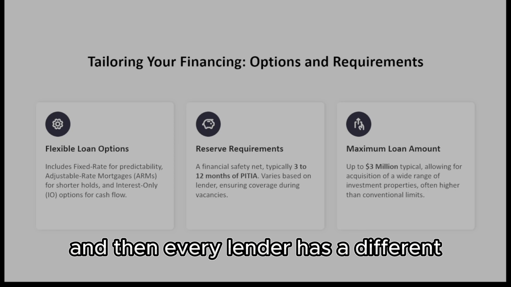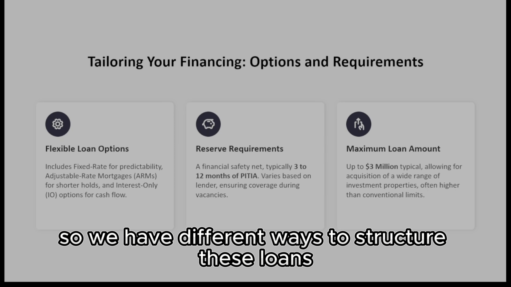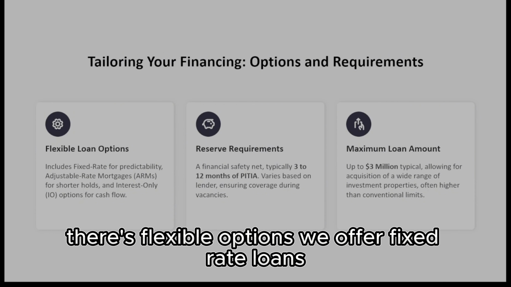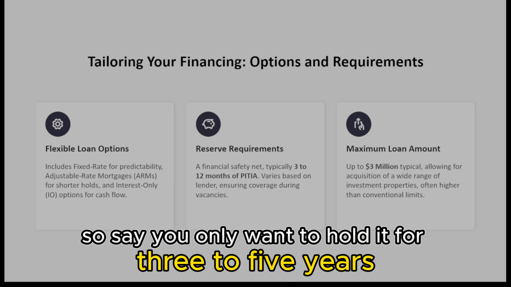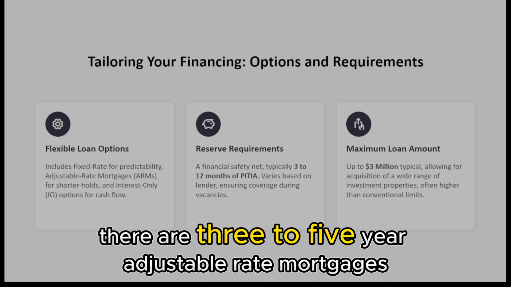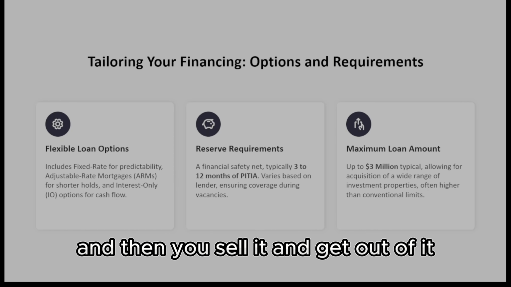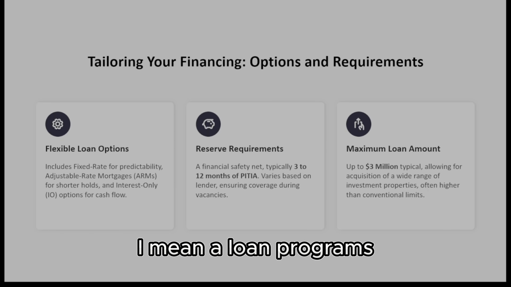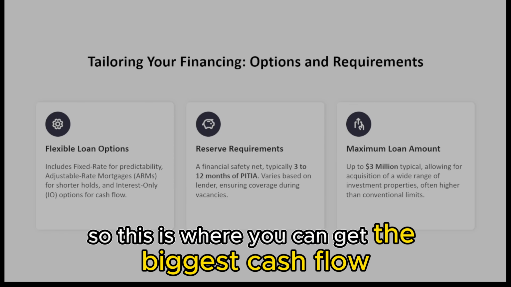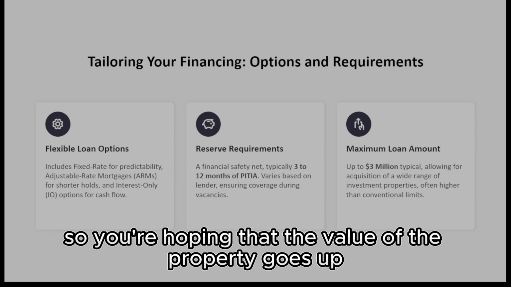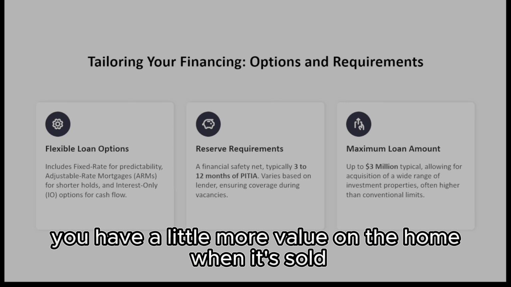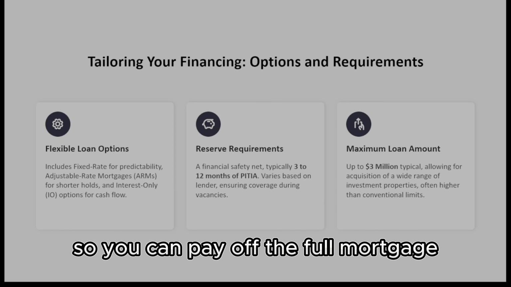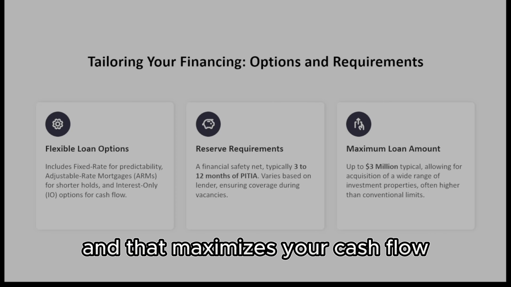And then every investor has a different goal, so we have different ways to structure these loans. There's flexible options. We offer fixed rate loans, ARMs, if you plan to hold it for a shorter period of time. So say you only want to hold it for 3 to 5 years. There are 3 to 5 year adjustable rate mortgages, and then you sell it and get out of it. There's also interest only loan programs. This is where you can get the biggest cash flow, but the balance is not being paid down. So you're hoping that the value of the property goes up, so when you sell it, you have a little more value in the home and can pay off the full mortgage. But there are interest only options, and that maximizes your cash flow.